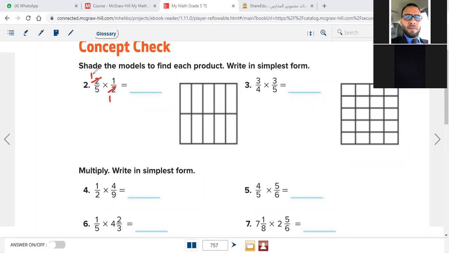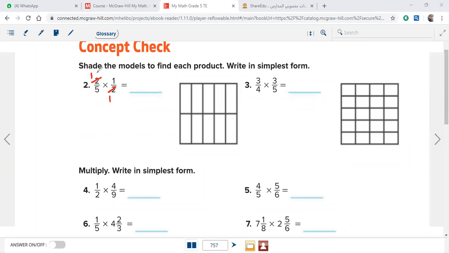I have here 2 becomes 1. 1 times by 1. Numerator multiply numerator. 1 times by 1 equals 1 out of 5 times by 1 in denominator equals what? Yes, equals to 5. Okay? Is it clear? Good. If you want to shade, this means I have 1 out of 5. I have here 1, 2, 3, 4, 5 columns. I can shade just only 1.